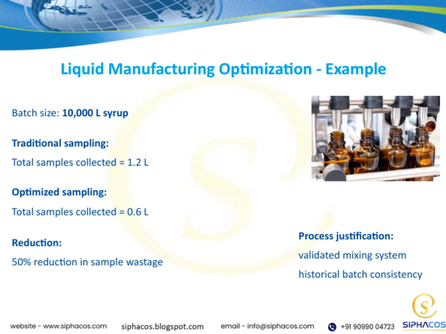With our optimized sampling approach, we're able to reduce that sample volume to just 0.6 liters. That's a 50% reduction in sample wastage, which is a substantial improvement. This reduction not only conserves materials, but also aligns with our sustainability goals and improves overall efficiency.